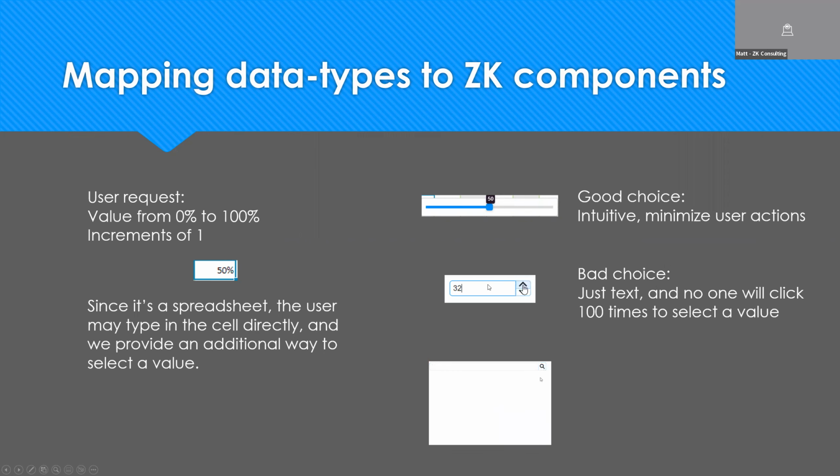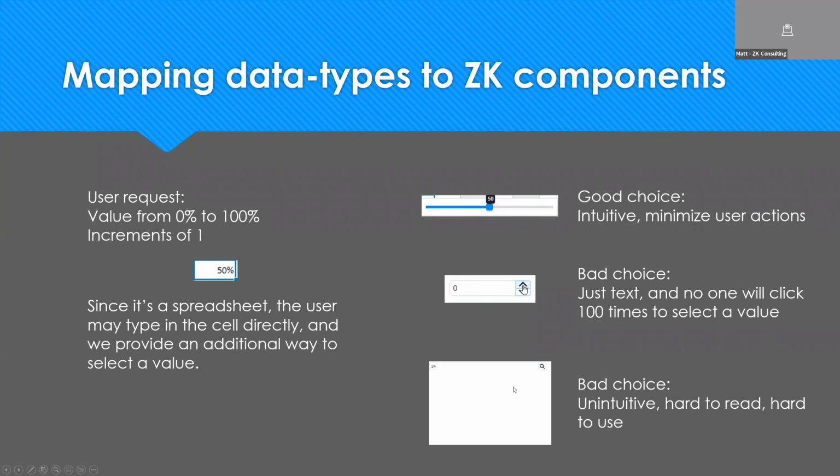Spinner in this case is not a great choice. Spinner can be a great choice for another use case. I've just shown you the addition or subtraction of points in an existing value, for example. Great choice for spinner. But to choose a number from 0 to 100, it's just text, and we already have just text in the cell anyway. And no one will want to click 100 times to just select a value. So while the component itself may have a good use case, that's not one of them.